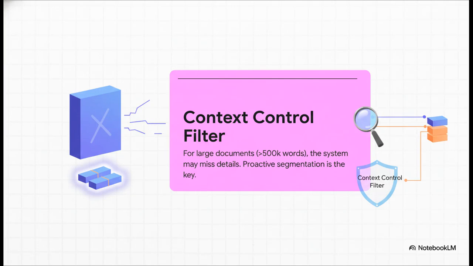So here's a crucial point. Understanding what I call the context control filter. When you upload a single massive source, let's say a 500-page book, the AI might miss a really subtle but important detail on page 12 because it's focusing on something on page 450. The solution? Proactive segmentation. It's simple. Before you upload your most critical texts, just break them into logical chapters or sections. This ensures every single part gets the attention it deserves.